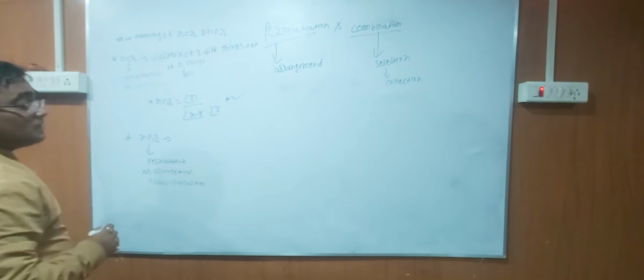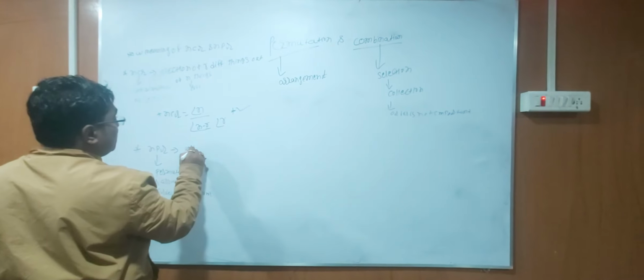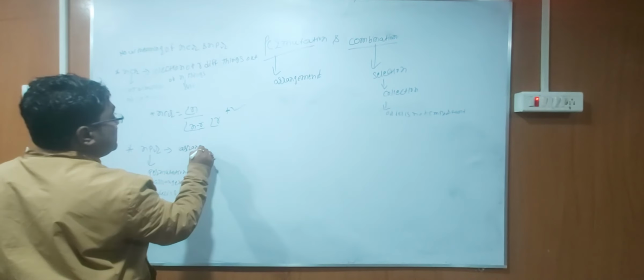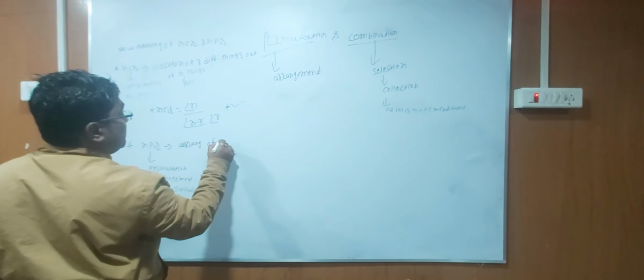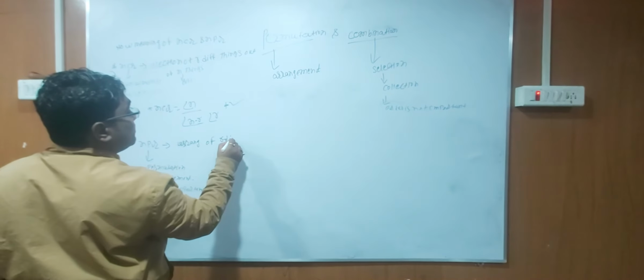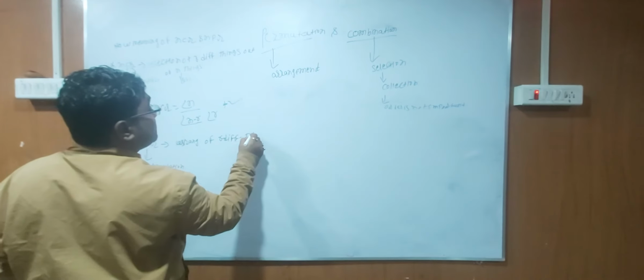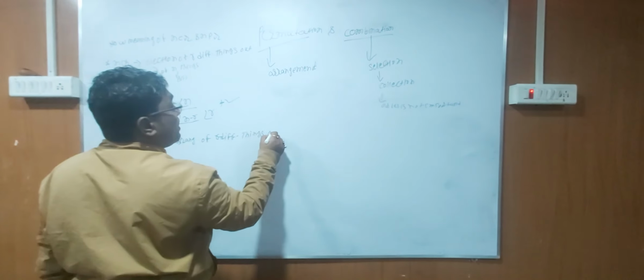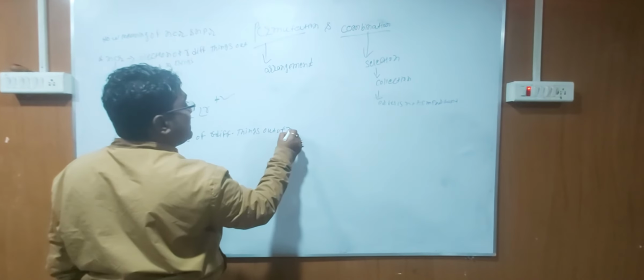NPR is the arrangement of r different things out of n different things. NPR equals factorial n upon factorial n minus r.